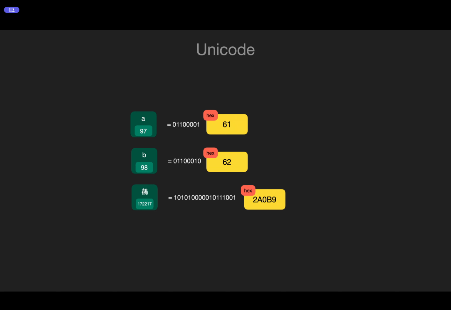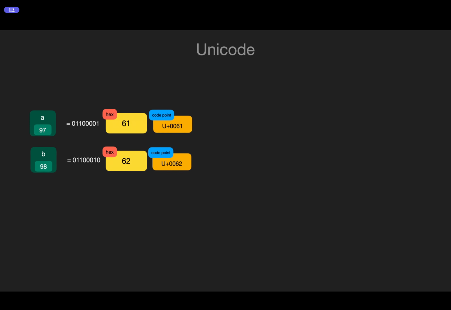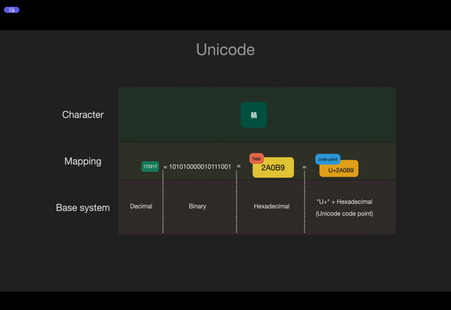To represent small and especially large numbers more conveniently, Unicode also uses hexadecimal representation because it is shorter. Another representation uses a static string U+ and a hexadecimal string. Those are named Unicode code points. They are used as unique identifiers for characters. In a nutshell, a number or its binary representation or hexadecimal string or Unicode code point, they all represent the same thing but in different base systems.